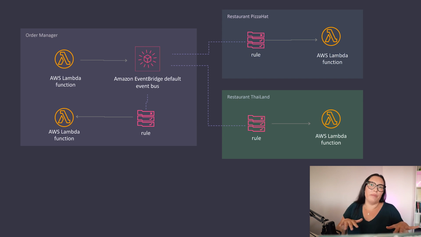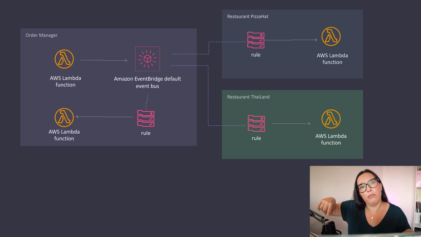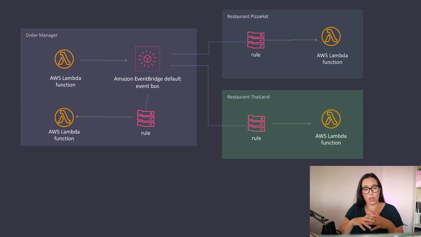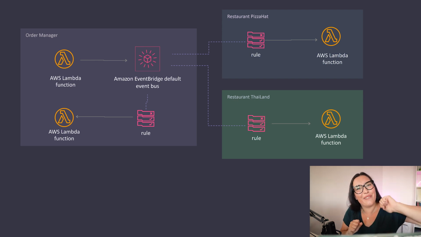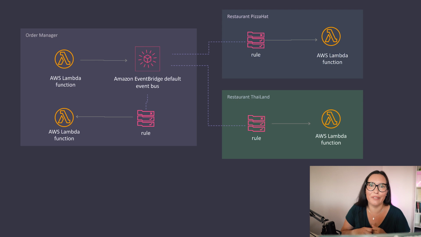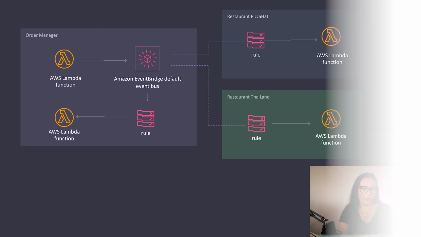What we are going to implement today can be improved, because if you have multiple restaurants, it becomes a mess. I will show you how you can improve it in the following video when we talk about API destinations. But I think this is a great example that can work for many use cases that you might have in your organization. So we'll have three SAM projects, one for the order manager, one for the restaurant that I call Pizza Hut, very original, and another one for the restaurant called Thailand. So let's go to the code.